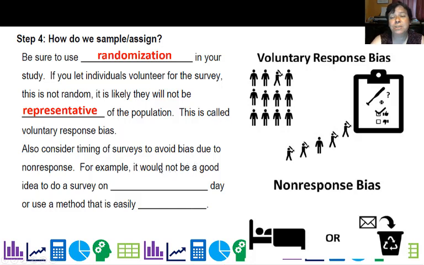Also consider timing for surveys to avoid bias due to non-response. So non-response would be when you ask them to do the survey, right? But they say, nope, don't have time. Or they're not even there. So it would not be a good idea. I know most high schools have a senior skip day unofficially. So it's usually the day before spring break and all the seniors are like, oh, we're going to skip. So if you were doing a survey on the prom, that would be a very bad day to do the survey because a lot of your seniors would not be there. Now, also avoid methods that can be easily ignored. So if you're doing surveys through the mail, those tend to have a very high non-response rate.